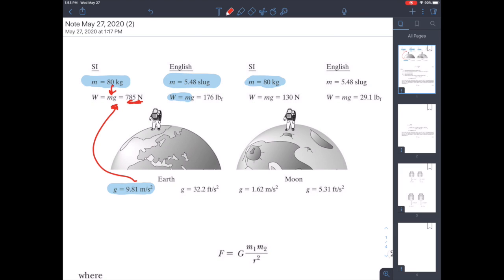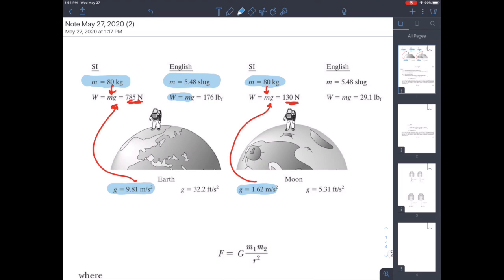The difference on the surface of the moon is that the gravitational constant is different. It's not as strong. The moon is not as big of a mass, and so the gravitational forces are less. So we plug g in as before, but the mass of the astronaut did not change. The physical amount of substance that makes up the mass of the astronaut is constant. So you plug those in and you get 130 newtons, a value that's less than what it was on Earth.